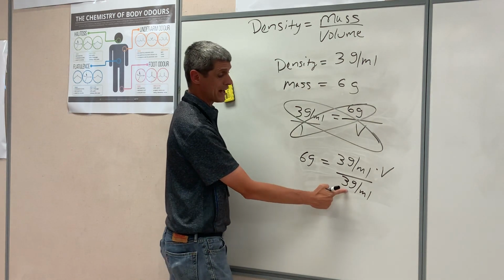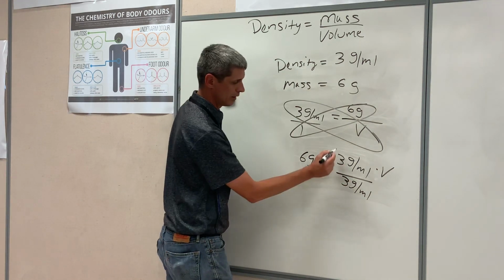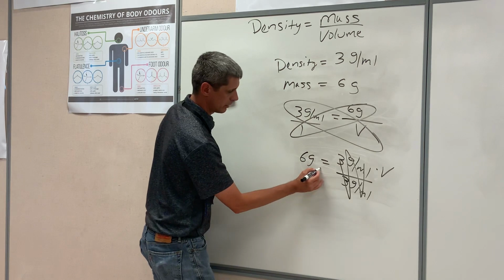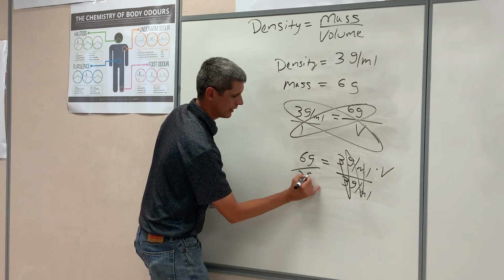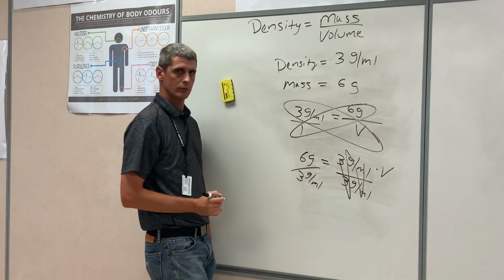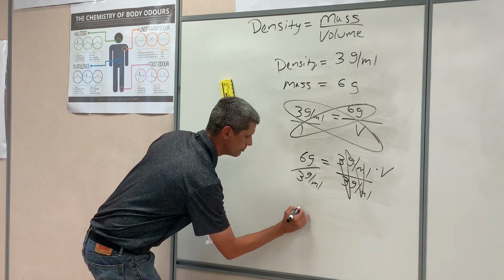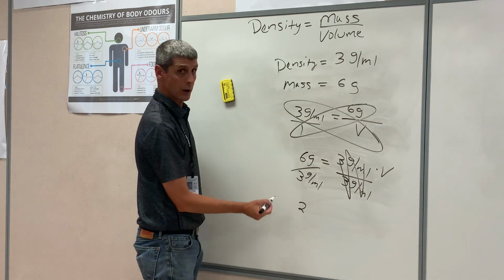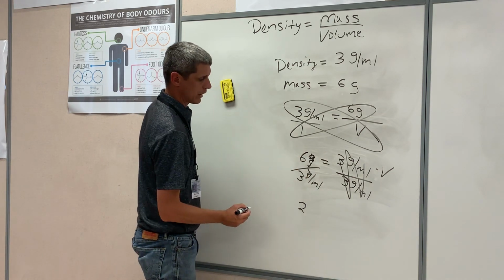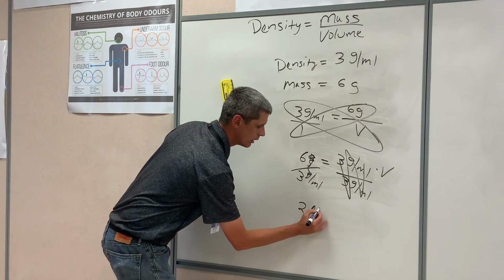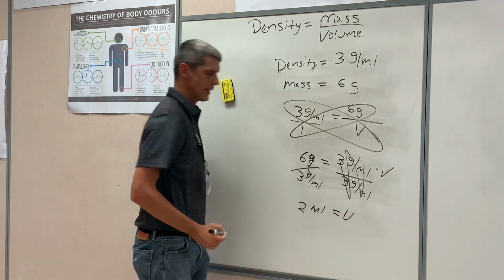You divide not just by the 3, but the unit as well. So this all cancels out, but whatever you did over here, you have to do over there. 6 divided by 3 will give me 2. Now what to do with the units? Grams will cancel, leaving me with milliliters, and that will be your volume.